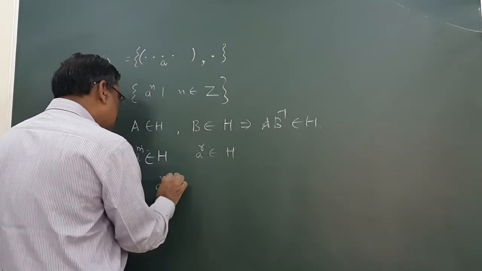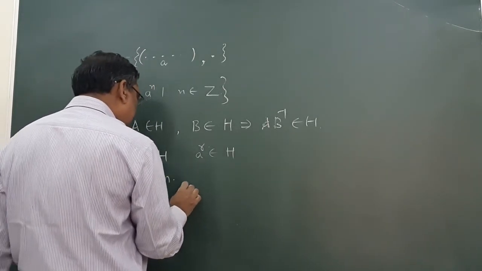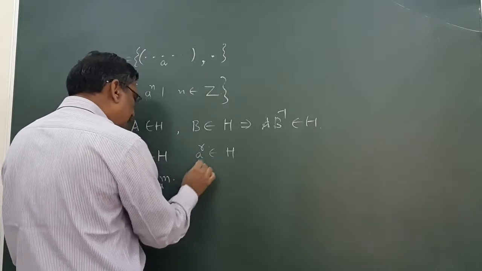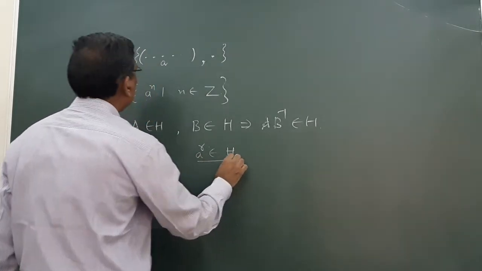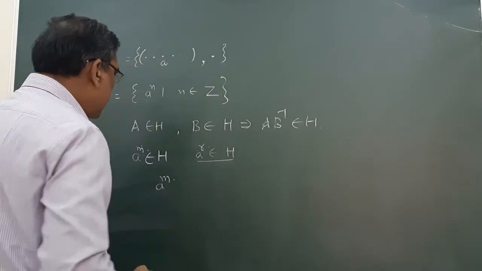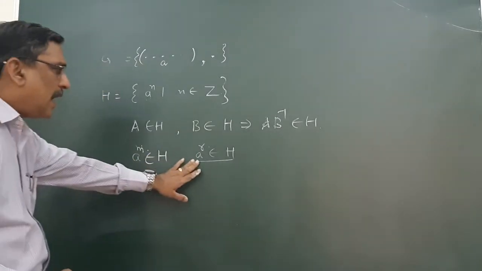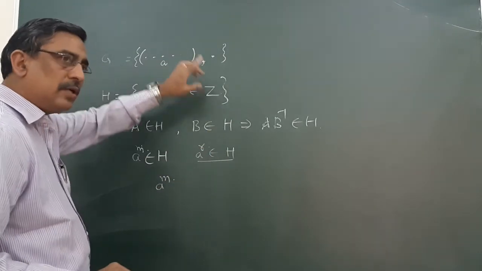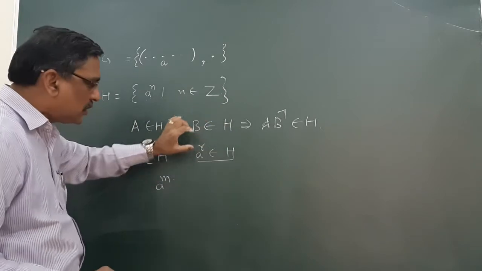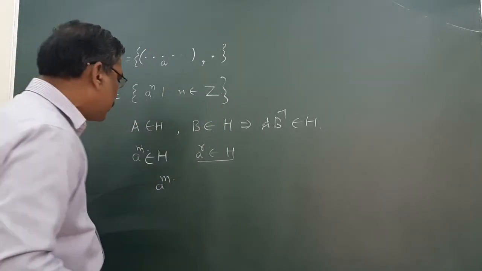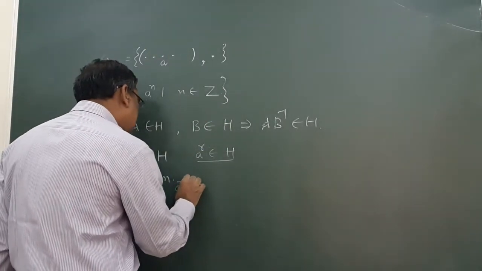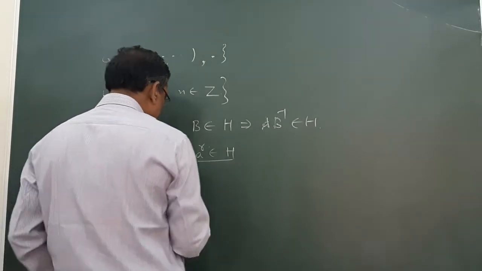Find out A raised to the power n and B inverse. Since H is given to us and G is a group, and A^r belongs to H, this is a member of G also, so A raised to the power minus r also exists.